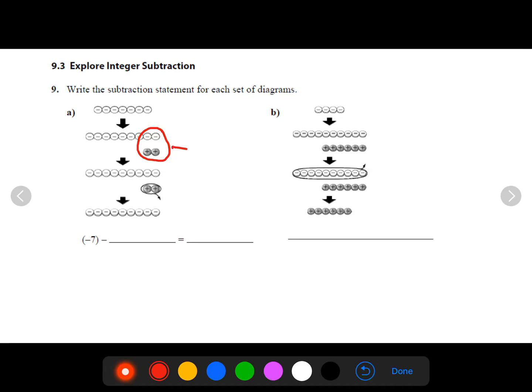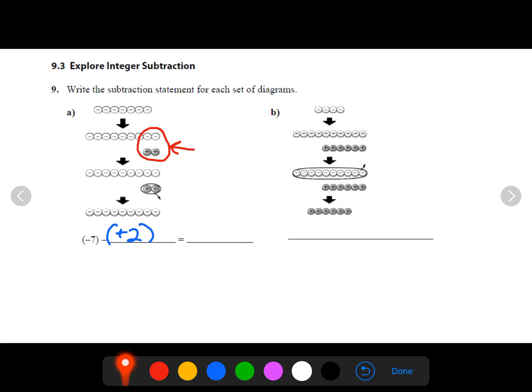We've added those, so the arrow goes into it. And then we're removing 2 positives. So the adding of the zero pairs does not change the overall value of the original situation. So this situation has the same value as this situation. So then we're removing 2 positives. So down here in the subtraction statement, that means we're subtracting +2.